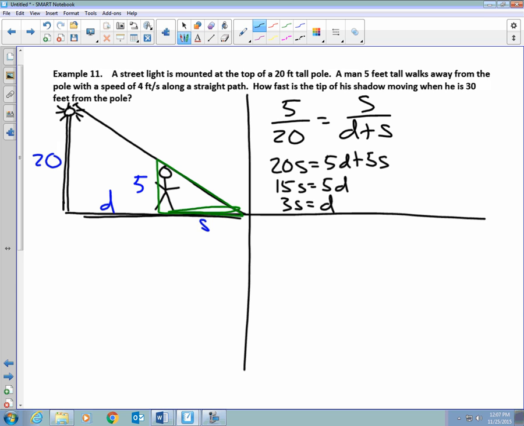What do I know right now? Okay, the distance is 30, and you figured out that S is 10. Just use 3S is equal to D. Okay, good job. What else? D prime is 4. He's walking at a speed of 4 feet per second away from the lamp pole. What are we looking for?